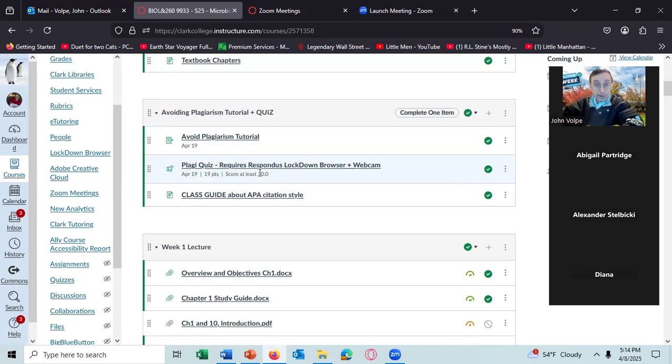To take this quiz, you must have LockDown Browser and webcam monitoring, meaning Respondus Monitor. And then there's a little guide about APA and citation style, which you'll learn when you take the plagiarism tutorial. Any questions about any of that?